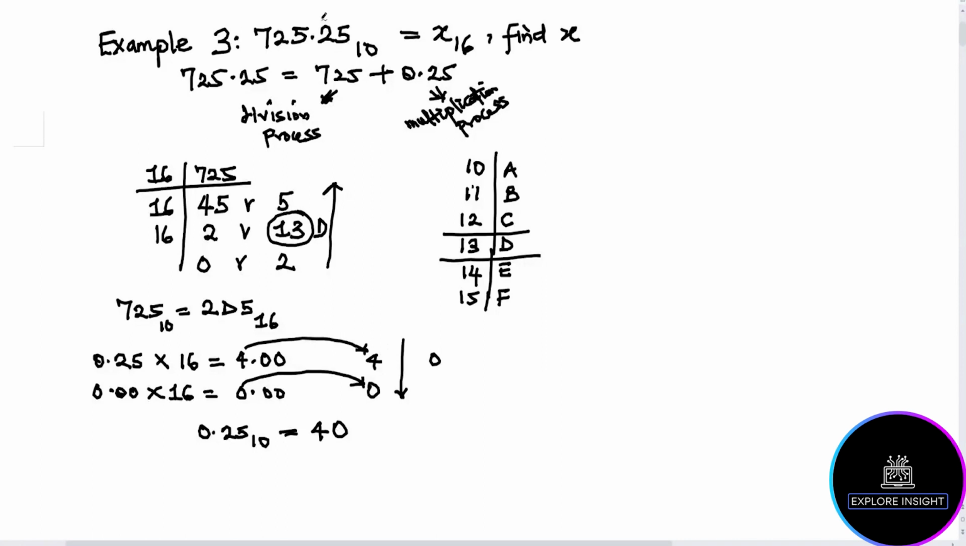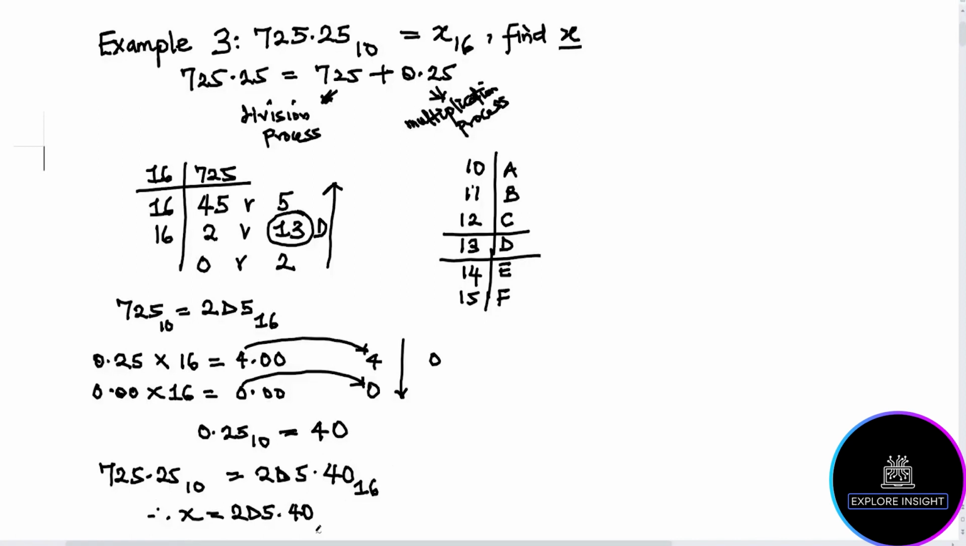Now, with the given question 725.25, therefore, the value will be 2D5.4, that is 40 in base 16. So we are going to say, therefore, x is 2D5.40. Remember, we are asked to find just x. So this is our value.